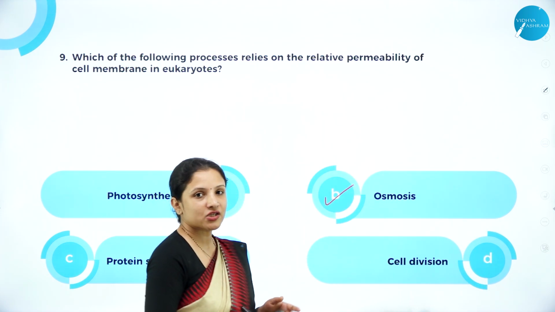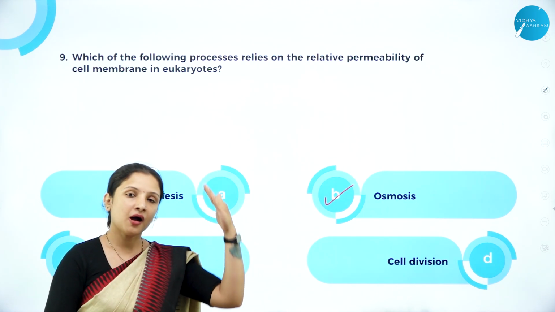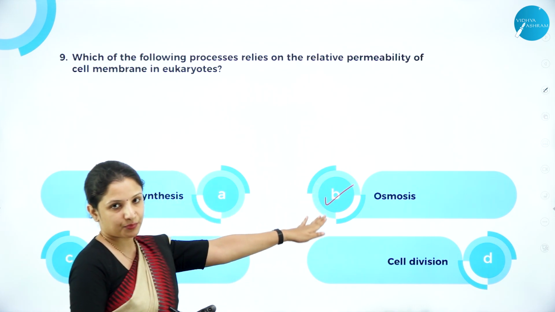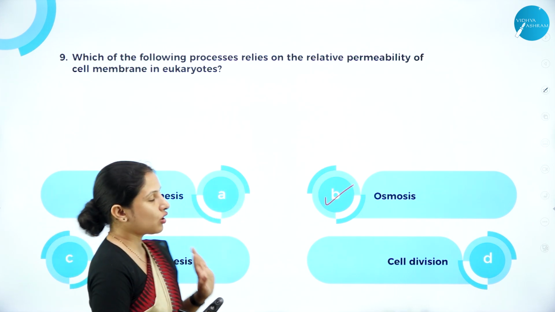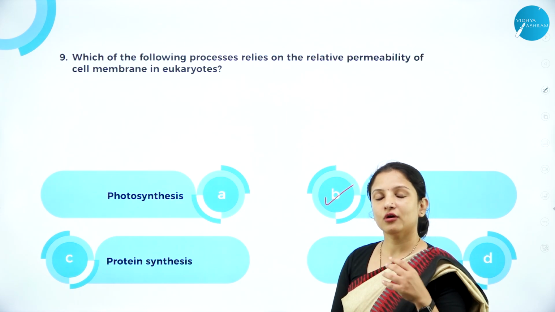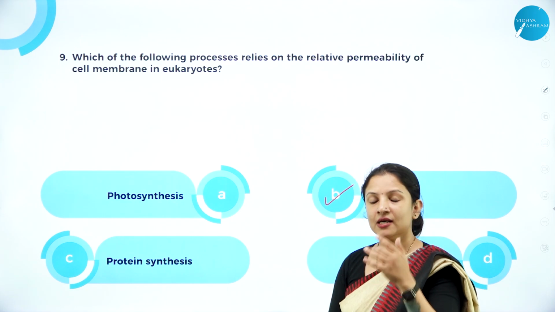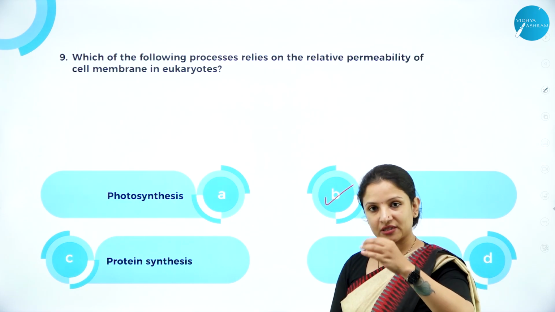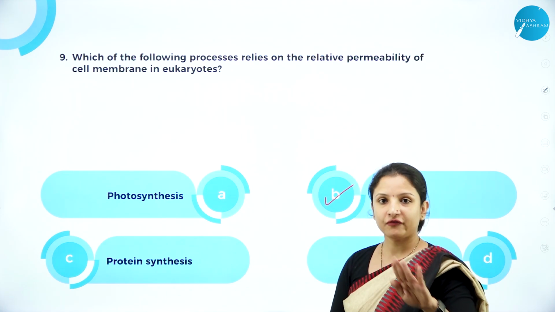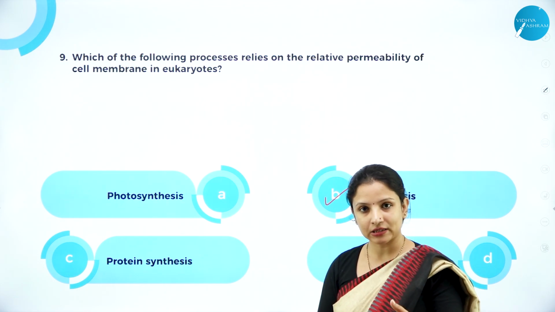So osmosis actually helps the substances to move into and out of the cell from a higher concentration to a lower concentration. So therefore, osmosis is the process that is involved here. So option B is the right answer here. So cell membranes are capable of allowing certain substances to move in and out of the cell, right? Sometimes when the substances move into the cell without any use of energy, it is a passive transport. And if it uses energy, it is an active transport.